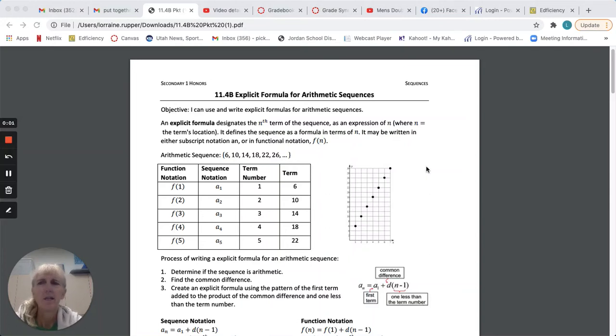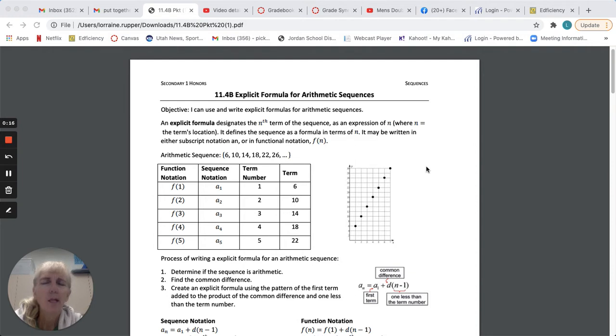Hello, students. Today we are going to go over 11.4b, explicit formula for arithmetic sequences. Now, our objective is: I can use and write explicit formulas for arithmetic sequences.